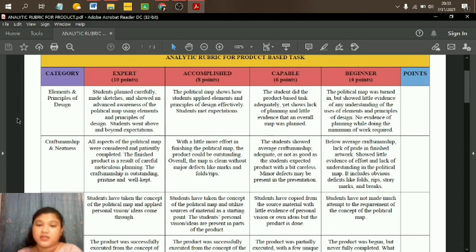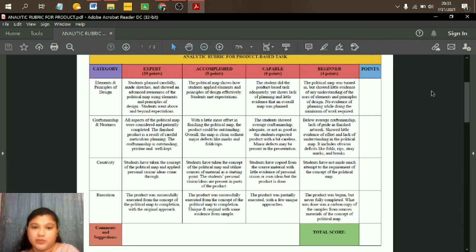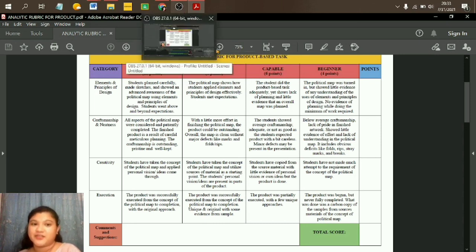So yes, it would really just differ there. That's the difference when it comes to an analytic rubric. Then yes, that's it. I hope you learned something, and thank you for listening.